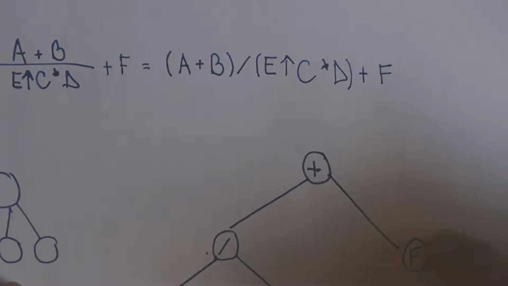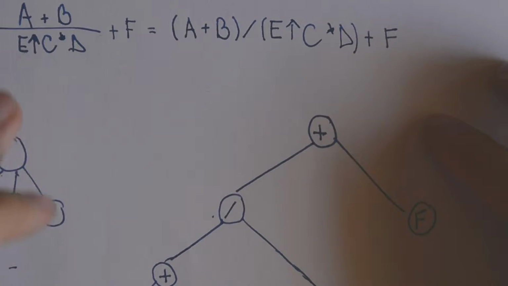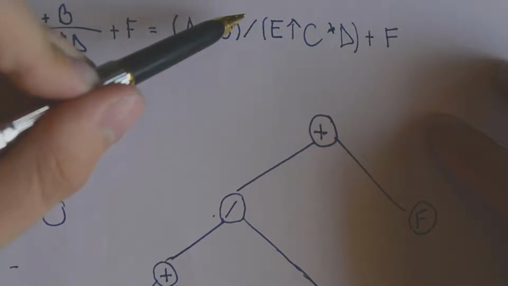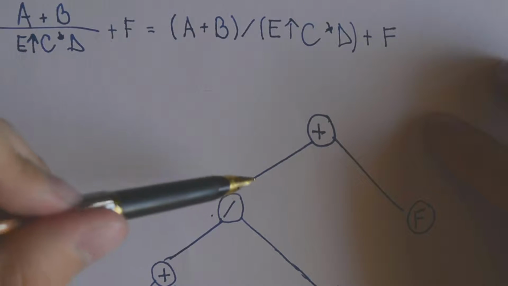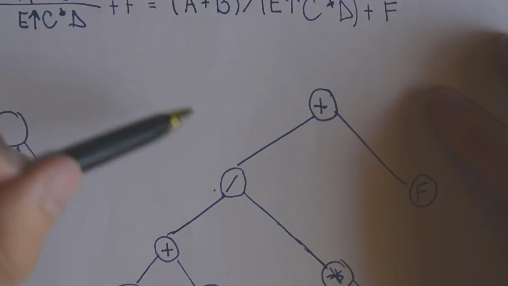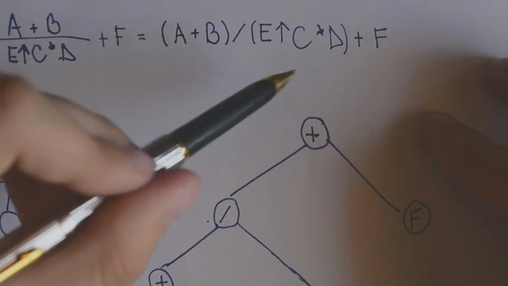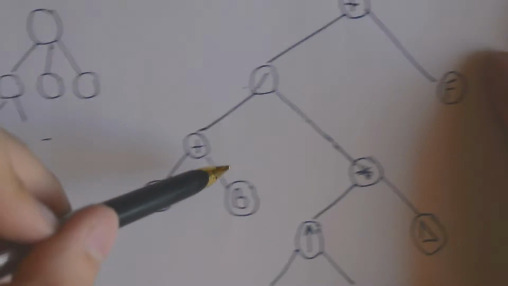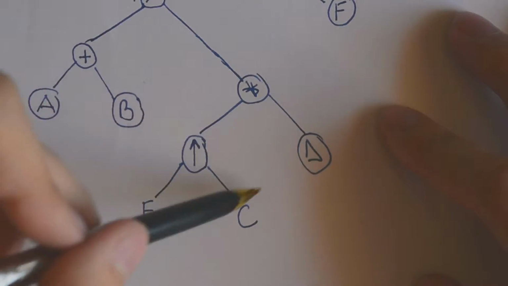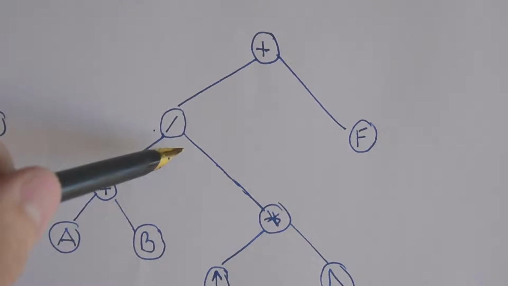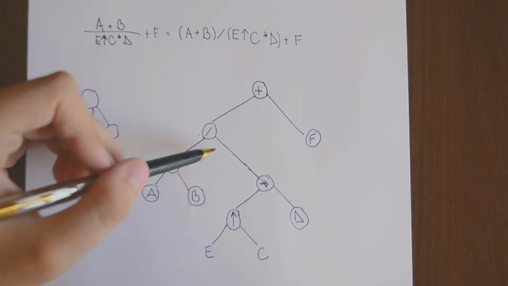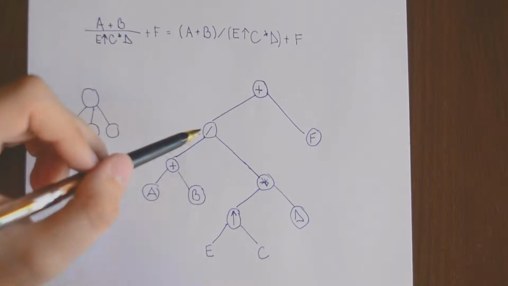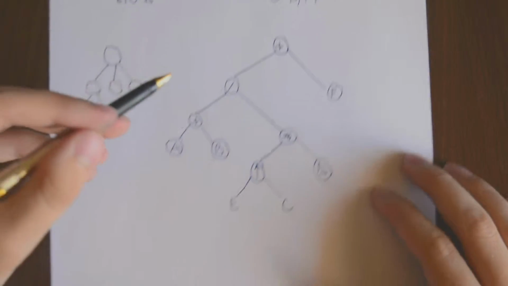So you put that f on the right side, and here we're going to start by doing that. So the last operation that's executed in the left side expression is going to be the division. So you put that down, and on the left side you have the a and b, and on the right side you have the tree for that expression. So you put here the a plus b expression with the operator and its children, and on the right side you're going to have that multiplication, the power, and those values.